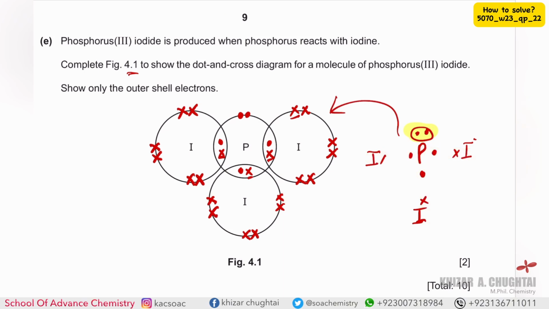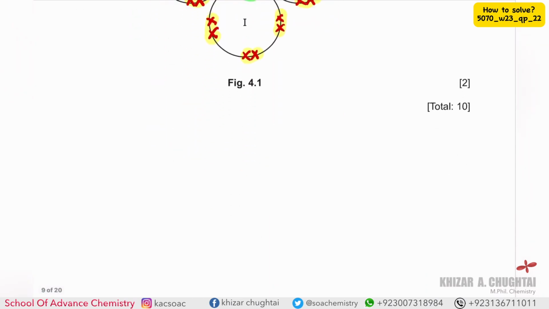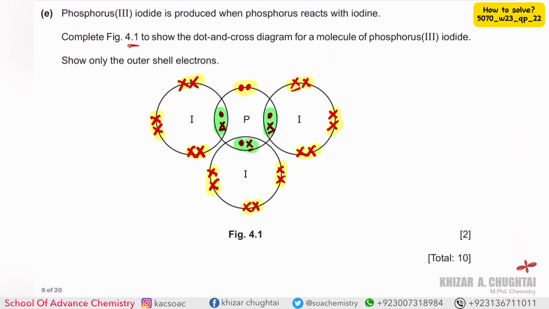But what is the dot and cross diagram? In dot and cross diagram, we show all pairs, bond pairs or lone pairs in all species. Here, this is a lone pair, and these all are lone pairs. So I have shown over here different lone pairs. And what are these? These are the bond pairs. These green pairs are the bond pairs, and yellow highlighted pairs are basically the lone pairs. So this is an appropriate answer, appropriate structure of PI3.